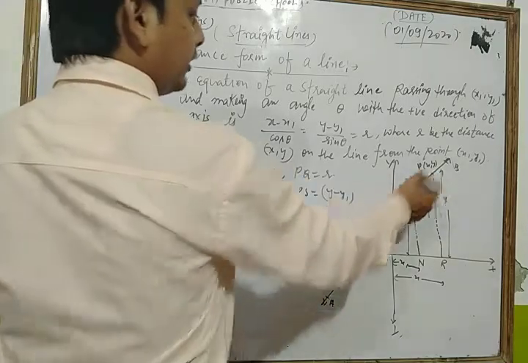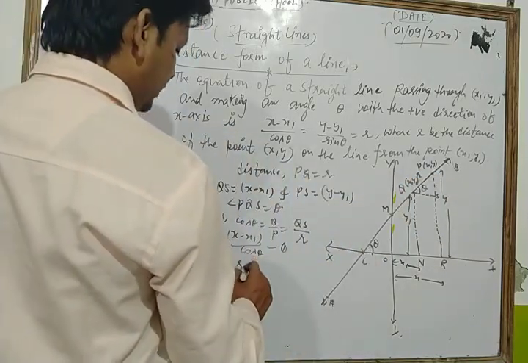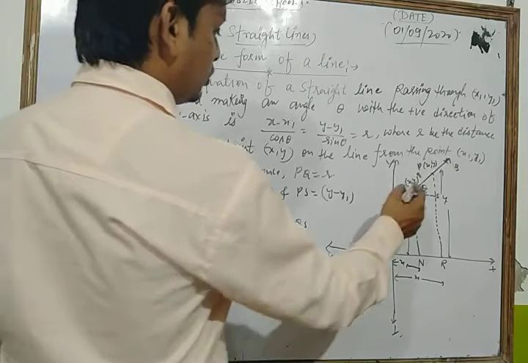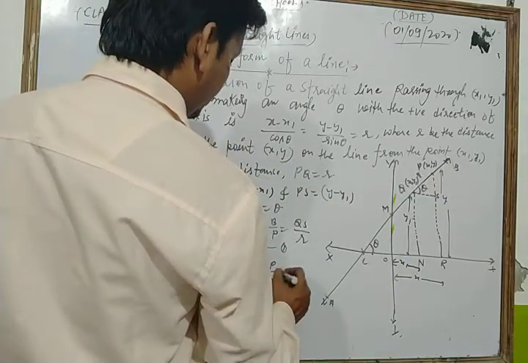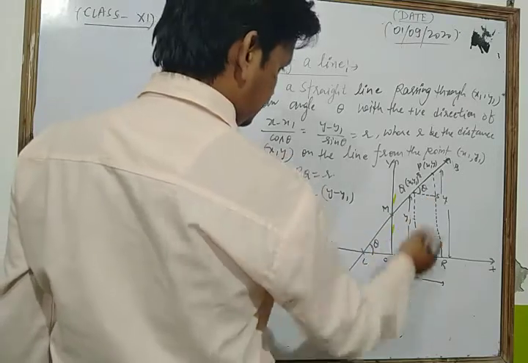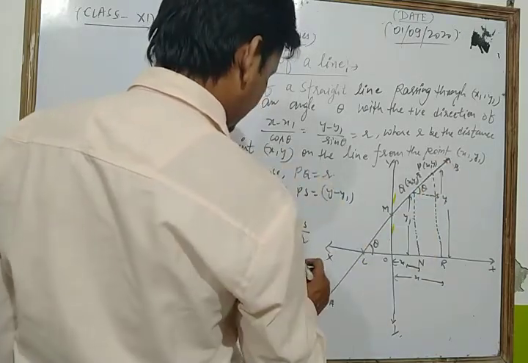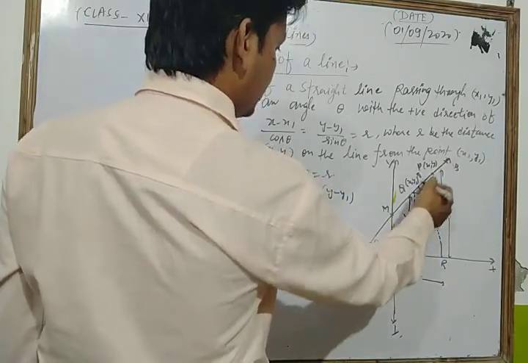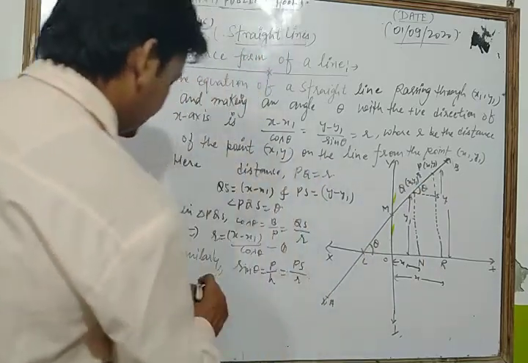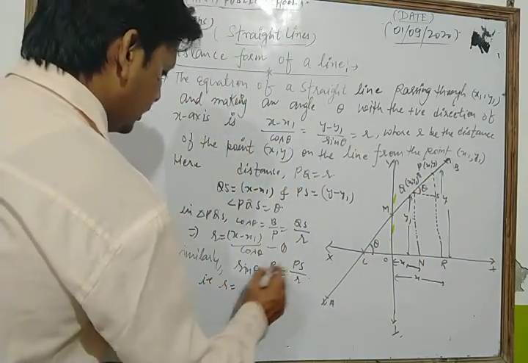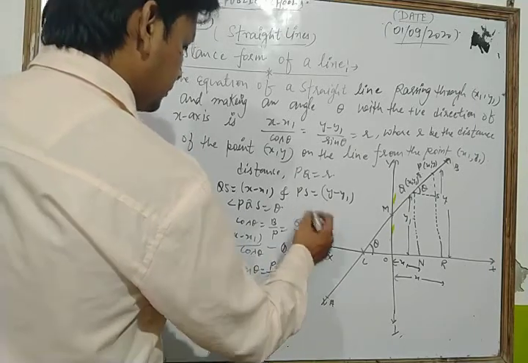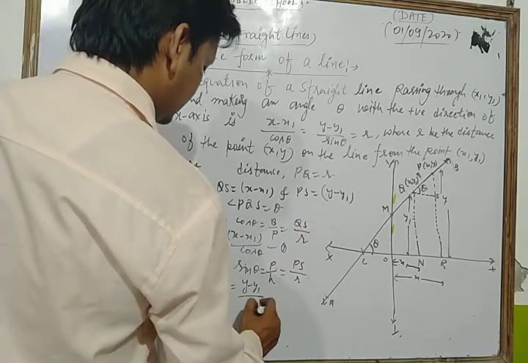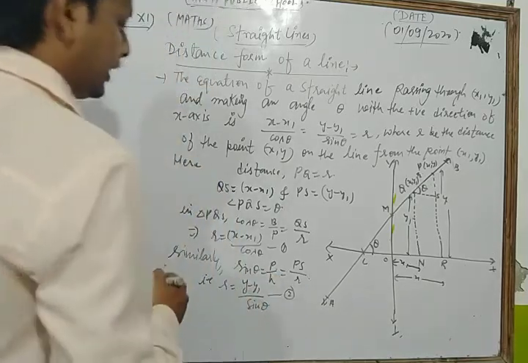Similarly, dear student, in that triangle we have sin theta equal to perpendicular upon hypotenuse. Here the perpendicular is PS and the hypotenuse is r. So the value of r will be PS upon sin theta, and the value of PS is y minus y1. So r is equal to y minus y1 upon sin theta. Take this as equation number 2.